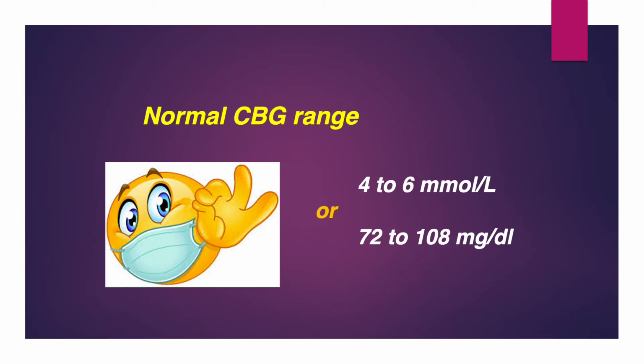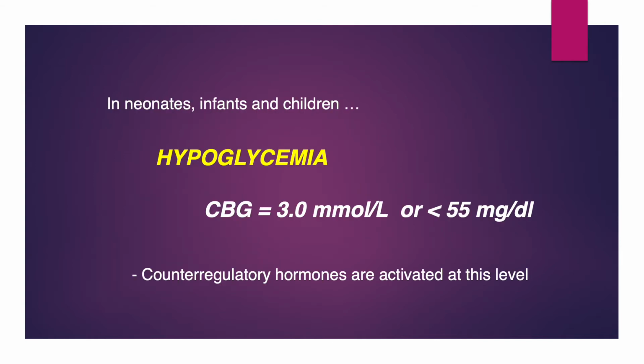Generally, normal capillary blood glucose ranges from 4 to 6 millimoles per liter, or its equivalent 72 to 108 milligrams per deciliter. To avoid occurrence of neurologic, intellectual, and psychologic sequelae later in life, CBG below 3 millimoles per liter or 55 milligrams per deciliter should be vigorously treated. This is particularly applicable after the initial 2 to 3 hours of life, when glucose normally has reached its nadir.